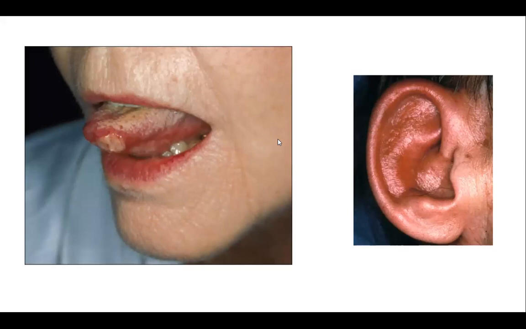Relapsing polychondritis. Just with the relapsing polychondritis. So MAGIC is short for mouth and genital ulcers and inflamed cartilage. Very good. So MAGIC syndrome.